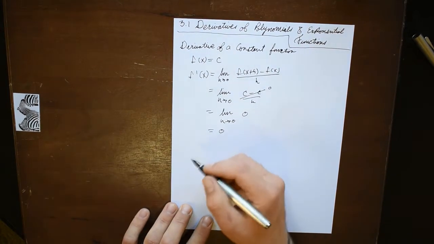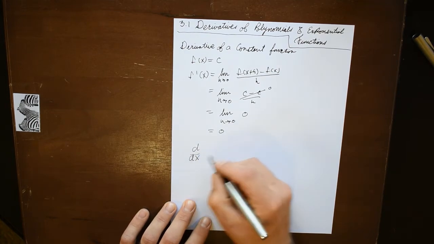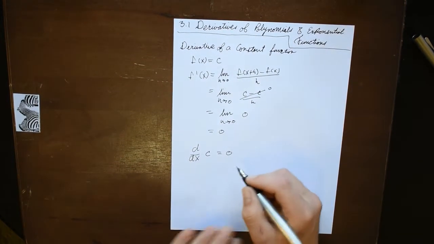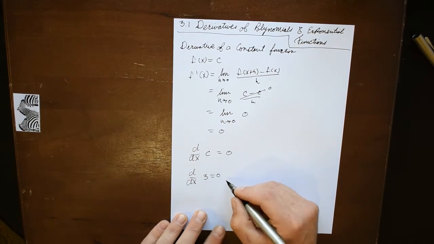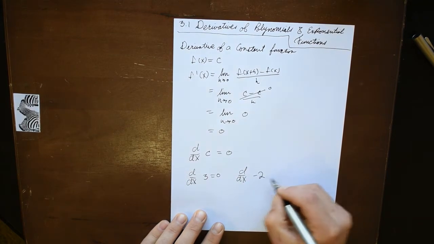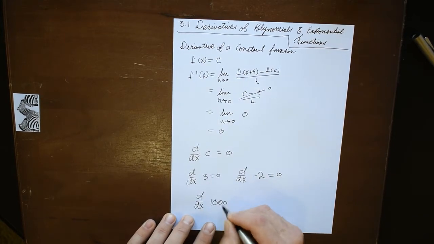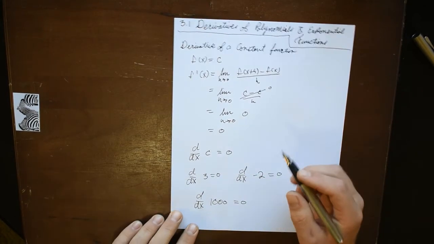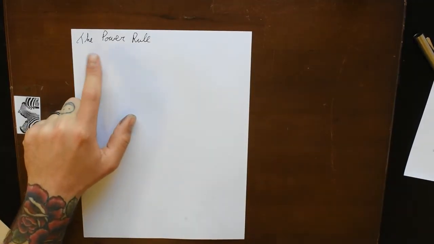So our first theorem, our first tool as I would call it, is that the derivative with regards to x of any constant is equal to 0. So by that, that's saying that the derivative with regards to x of 3 is equal to 0, or the derivative with regards to x of negative 2 is equal to 0. The derivative with regards to x of 1000 is equal to 0. The derivative of any constant is equal to 0. Okay. So now we're going to go over the power rule.